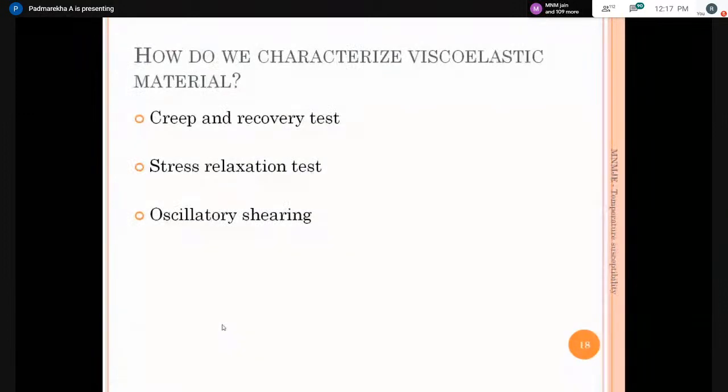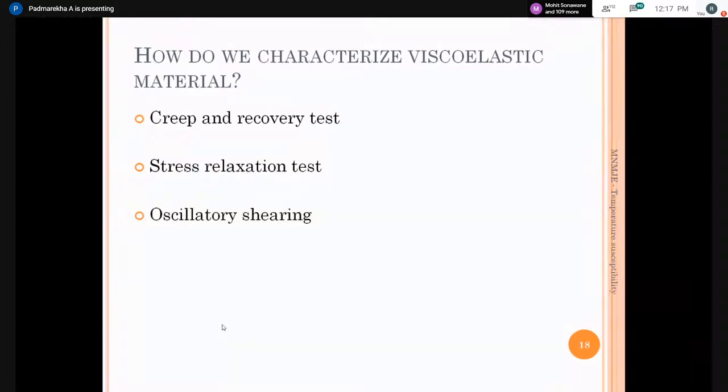So how do we study viscoelastic solid or fluid behavior? We need some factor to say that I studied the modulus value, so this says that this is a viscoelastic solid kind of behavior. So we need some functions to quantify viscoelastic solid or fluid kind of behavior.